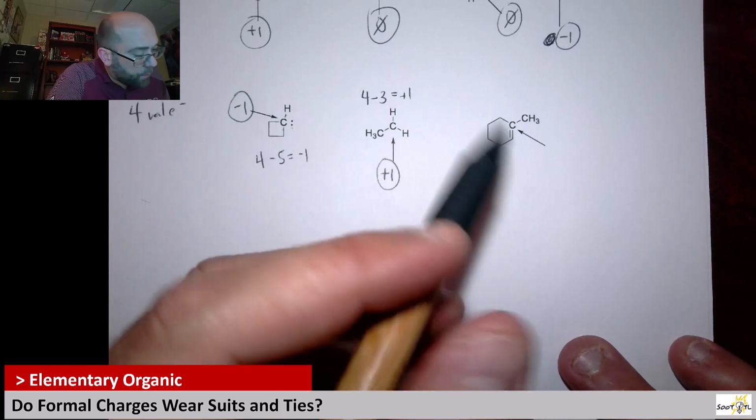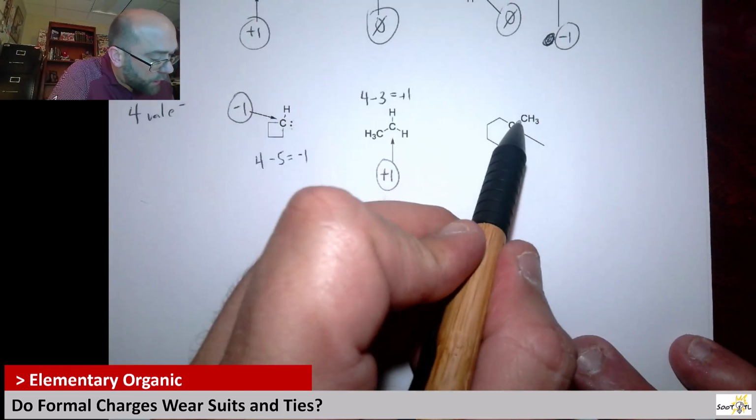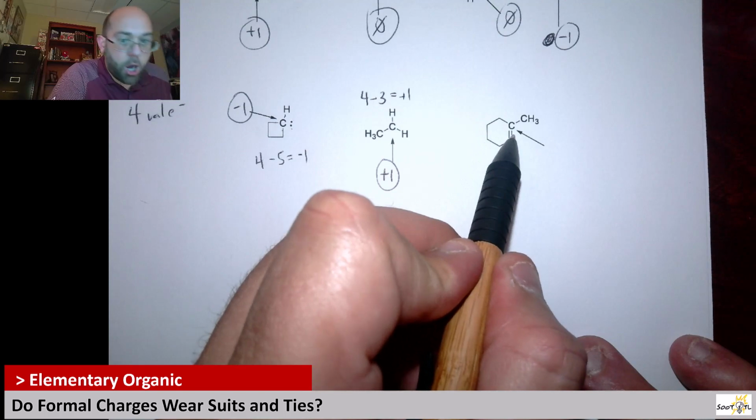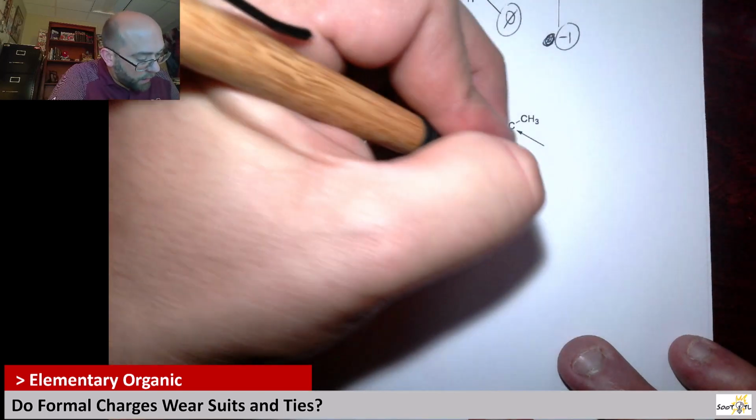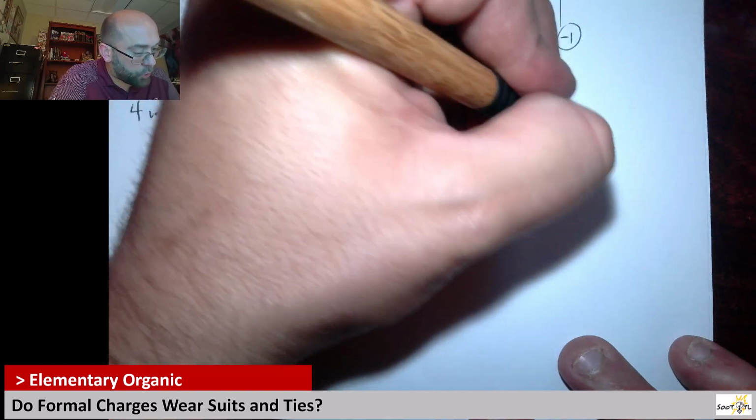All right, next up we have this carbon here. So it's got, let's count the bonding around it. It's got 1, 2, 3, 4. So we would say 4 minus 4, or 0. So that has a 0 formal charge.